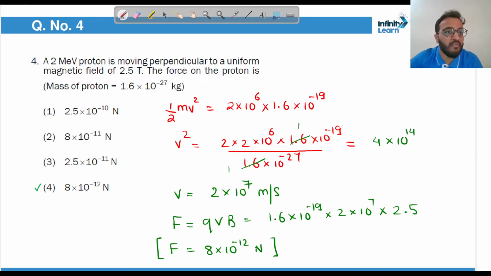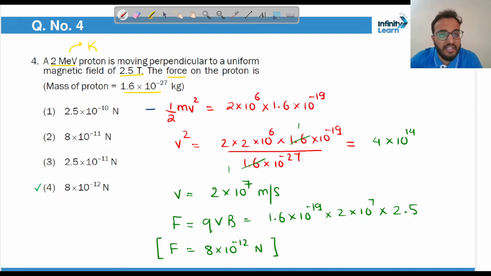Now in this question, they have already given you a 2 mega electron volt proton. That means the energy of the proton is already given, the magnetic field is given, and the mass of the proton is given, and they are asking you what the force is, right? So how will we approach this problem?